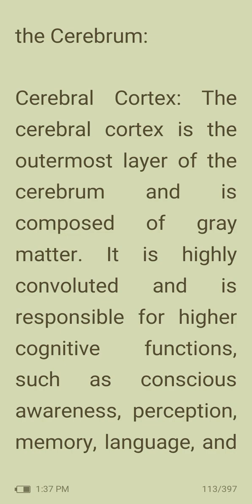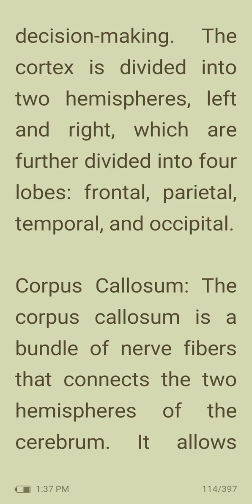Cerebral cortex. The cerebral cortex is the outermost layer of the cerebrum and is composed of gray matter. It is highly convoluted and is responsible for higher cognitive functions such as consciousness, awareness, perception, memory, language, and decision making. The cortex is divided into two hemispheres, left and right, which are further divided into four lobes: frontal, parietal, temporal, and occipital.